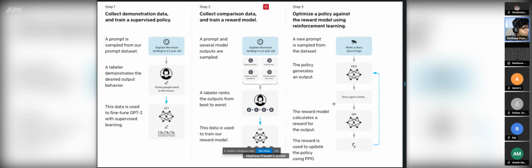I took it from the OpenAI paper. First, you ask the labeler to label which prompts are really good or bad, and then you get the reward here, what they say is good or bad, and then you use that reward to do proximal policy optimization.